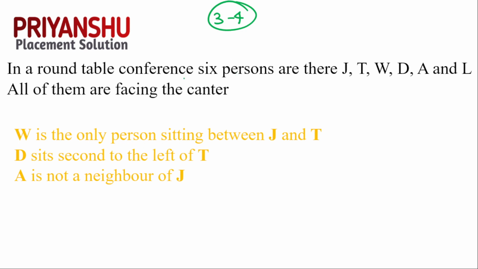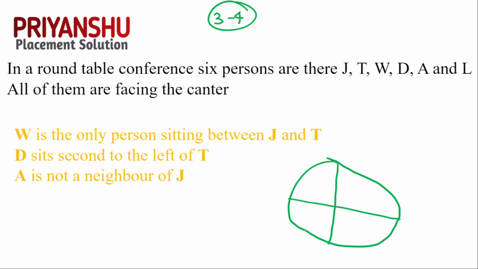The question is basically: in a round table conference, 6 persons are there. So let me make a table. Imagine this is a table, and we have 6 persons, guys. 1, 2, and 3. Clear? So these are the 6 persons. The next thing is, all are facing the center, guys. So all are facing like this.